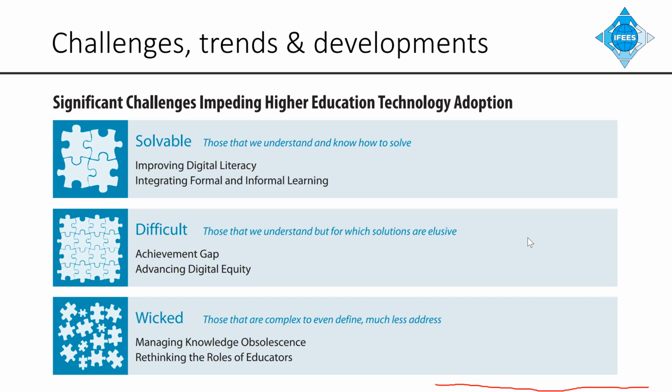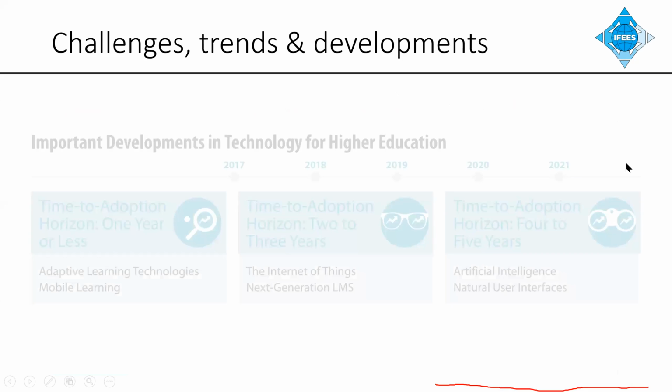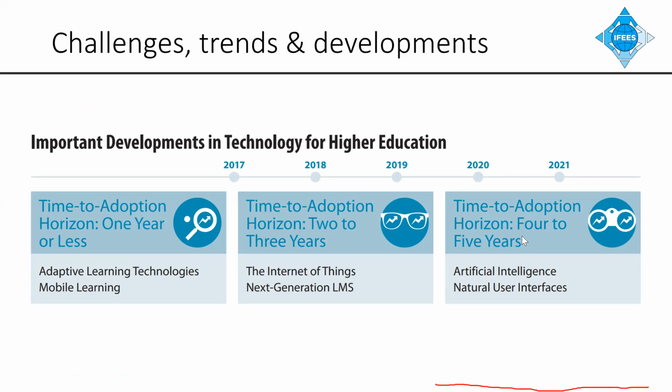The first one is how we will deal with technology that will become obsolete in a short time. And the second, how can we train the educators, how can we train the teachers to be able to play new roles that society needs. And following in this list, the important developments in technology for higher education. According to this report, in 1 year or less, the important developments are adaptive learning technologies and mobile learning.